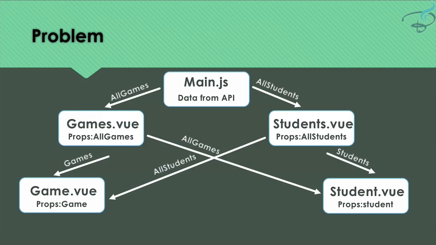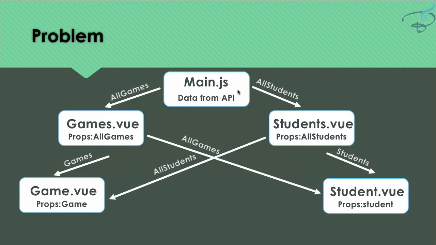So let's suppose we have this problem. We have a main.js file, the main file of Vue.js, and we are getting data on that component or on that file via any API by making an Ajax call, or by just importing another file. Then we have two components, a students component and a games component.